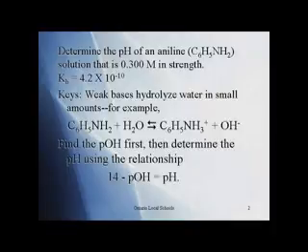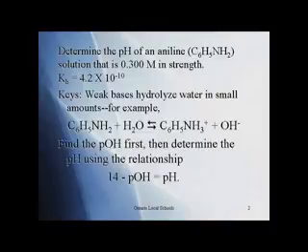We're going to look at a problem first where we'll determine the pH of an aniline solution. Aniline is C6H5NH2, and it's going to be 0.3 moles per liter in strength. And the Kb value, the equilibrium constant for this weak base, is 4.2 times 10 to the negative 10th.